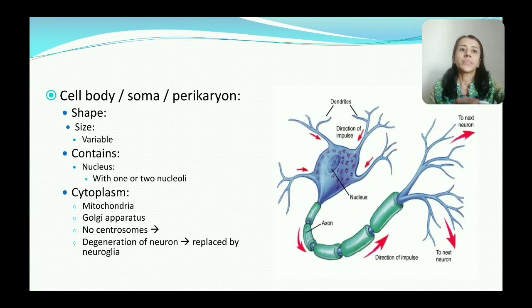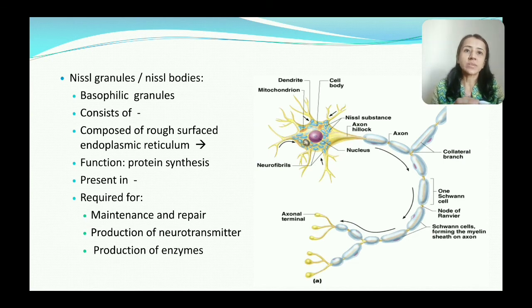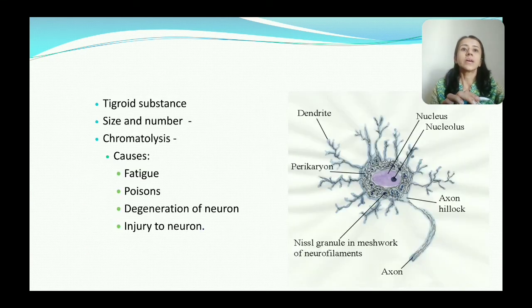Now, Nissl granules or Nissl bodies. These are basophilic granules. They consist of ribonucleoprotein, that is RNA with protein, and they are composed of rough endoplasmic reticulum. They are important for protein synthesis. They are present in the cell body and dendrites, but absent in the axon. They are required for maintenance and repair, and also for the production of neurotransmitters and enzymes. They are also known as tigroid bodies, and their size and number vary with the physiological conditions of the cell.